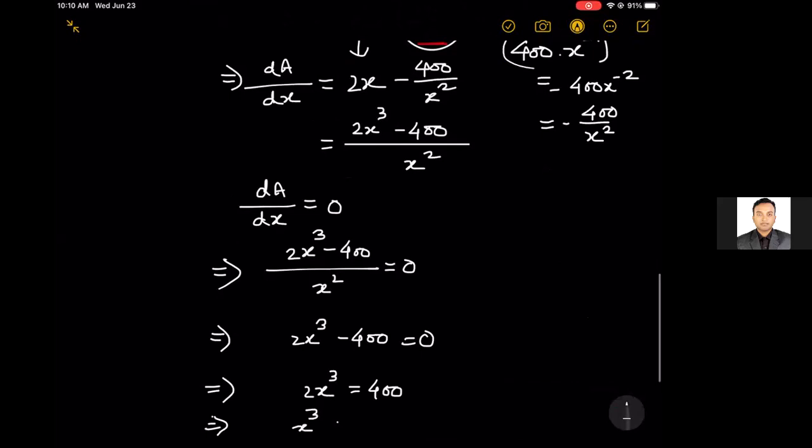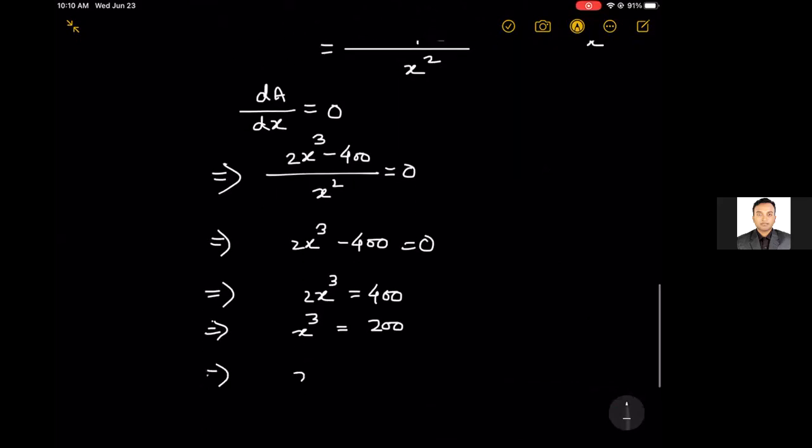So x cubed will be 200. So x will be the cubic root of 200. Can anyone calculate it for me? The cubic root of 200? Anyone? It should be close to 14, I believe. 14 point something.